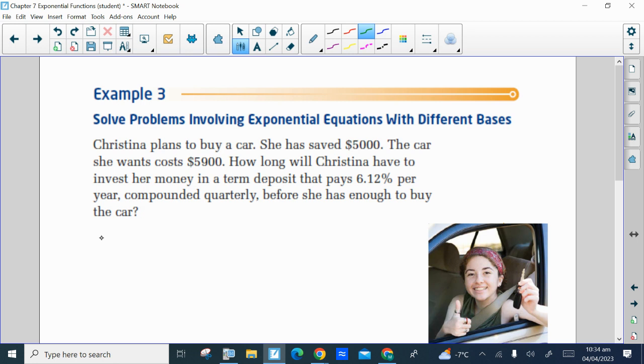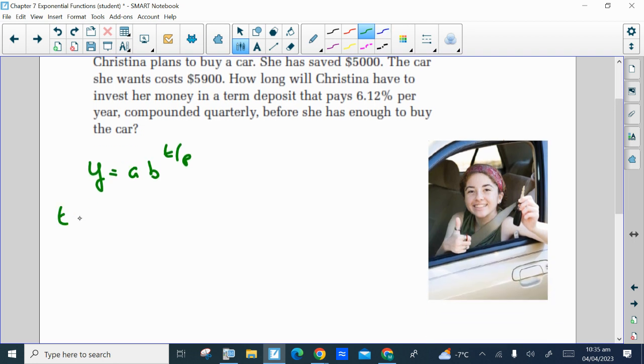So using the formula that is on the formula sheet, again, the one that we have been using, it's y equals a times b to the power t over p. So we want to know how long she would have to put the money in there so that she can buy her car. So we want to find out what t is in this case. That's what we're trying to find.